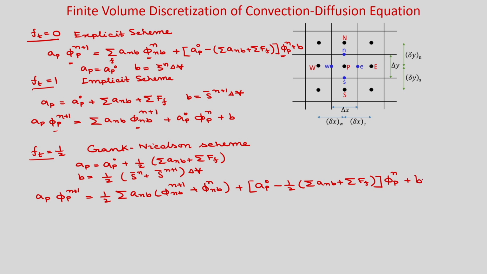So, today we considered the two dimensional unsteady convection diffusion equation, and we integrated this equation over the main cell P and over the time. Then we wrote the discretized form in a general way, and we considered a few special cases: where f t is equal to 0 it is explicit, f t is equal to 1 it is implicit, and f t is equal to half it is Crank-Nicolson, and obviously Crank-Nicolson is second order time accurate.